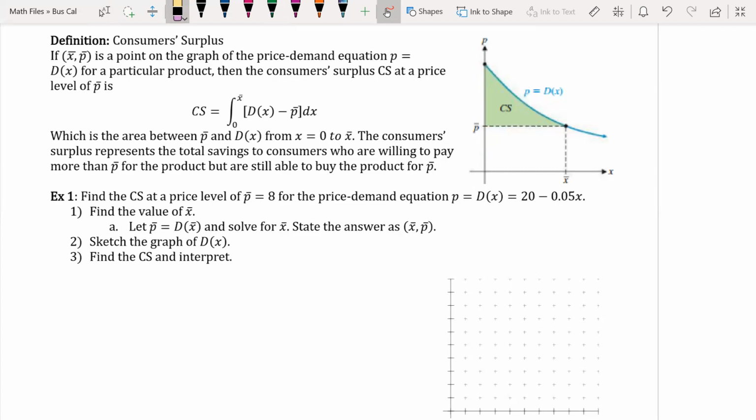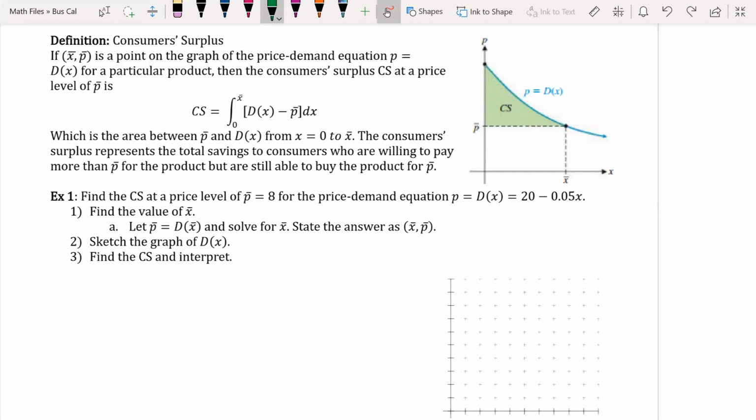So example 1. Find the consumer surplus at a price level of P bar equal to 8 for the price demand equation, P equals D of X equals 20 minus 0.05X. First step is to find the value of X bar. We need that value in order to set up our integral, because our integral goes from 0 to X bar. And the way to solve for X bar is to take our D of X function and set it equal to P bar. So we let P bar equal to D of X, and this is going to give us X bar. So that's our first step. So let's go ahead and set that up.